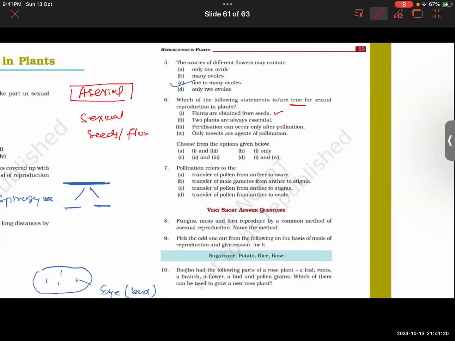Yes, we do obtain plants from the seeds. Plants are obtained, yes, from the seeds. Okay. Two plants are always essential for the reproduction.